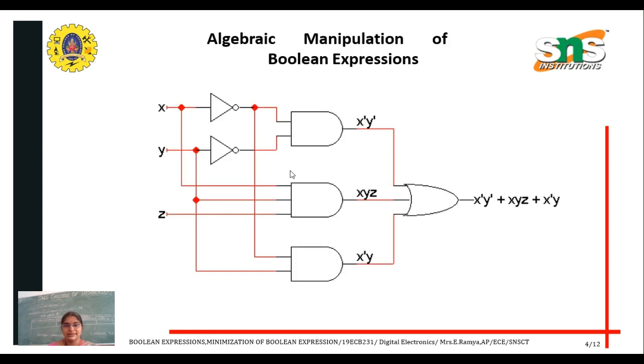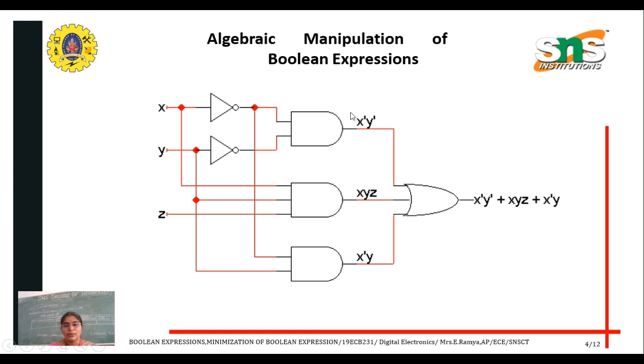Okay, so we can see the example. Algebraic manipulation of Boolean expression is the first method. What variables are used in this diagram? We have three variables, that is x, y, z. Okay, so what is the term here? The expression is x bar, y bar, so we are using complement. So we have to use NOT gate here. X is a variable. After giving input to the NOT gate, the output is x bar. Y is the variable. After giving input to the NOT gate, the output is y bar.